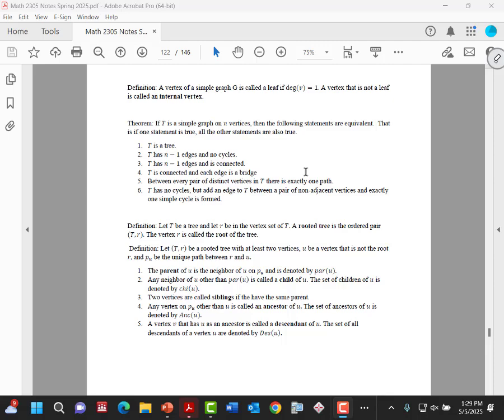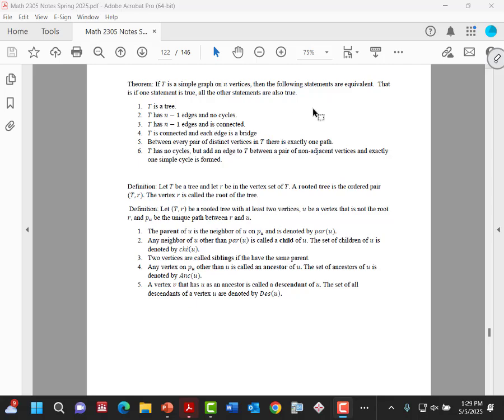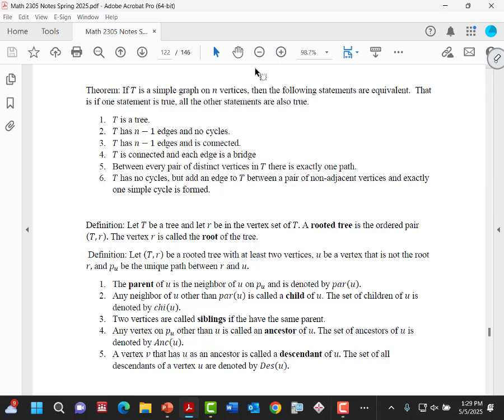Okay, theorem. If T is a simple graph on n vertices, then the following statements are equivalent. That is, if one statement is true, then all the other statements are true. Okay, so T is a tree. Now, all of these are equivalent to saying T is a tree. So if I have a graph with n minus 1 edges and no cycles, then it's a tree. If I have a graph with n minus 1 edges and it is connected, it's a tree.